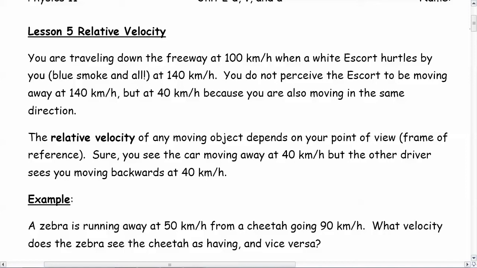The relative velocity of any moving object depends on your point of view, or your frame of reference. So you see a car moving away at 40 kilometers an hour, but the other car actually sees you moving backwards at 40 kilometers an hour, because they're going way ahead of you.